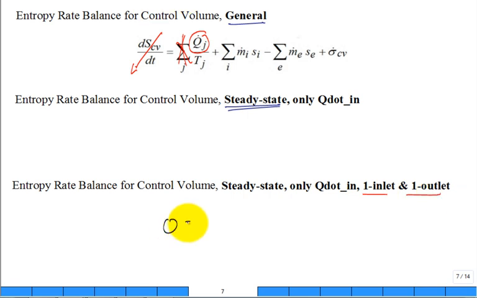So the equation may boil down to Q dot over TB plus M dot, because if you just have one inflow and one outflow, they're the same magnitude. Drop the subscript i and e for in and exit. And then you'll just have S in minus S exit plus sigma dot CV. So these equations often get simplified greatly from the general statement of the entropy balance equation.